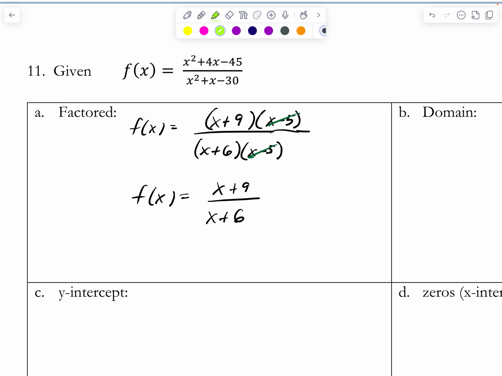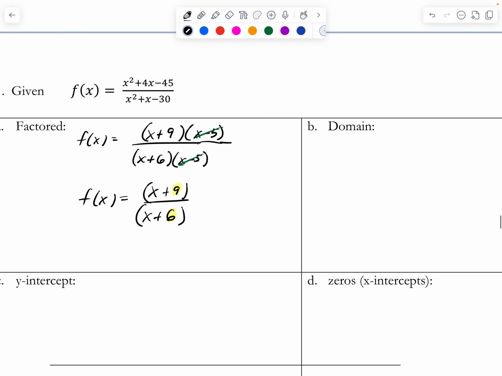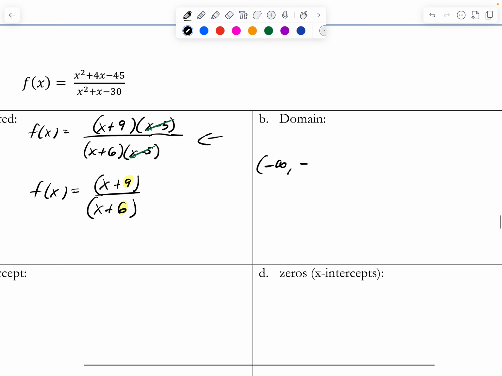Again, please do not try to reduce those. That's not possible, right? These are factors. Put parentheses around them if you need to. All right, let's do the domain, right, before we crossed out. Negative infinity, comma, negative 6, whatever makes my denominator 0. Negative 6, comma, 5, and then 5, comma, infinity.